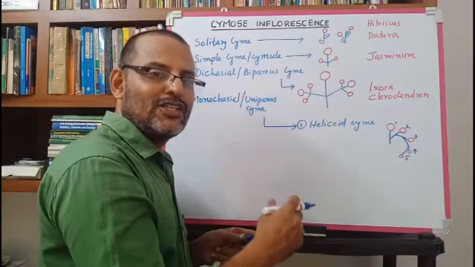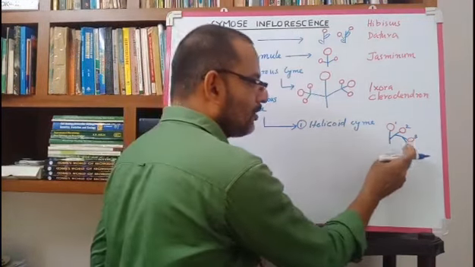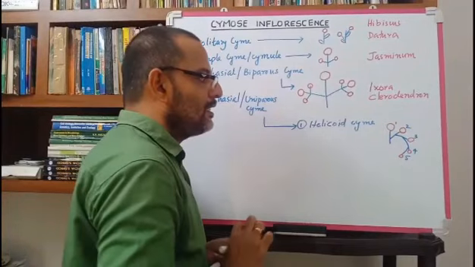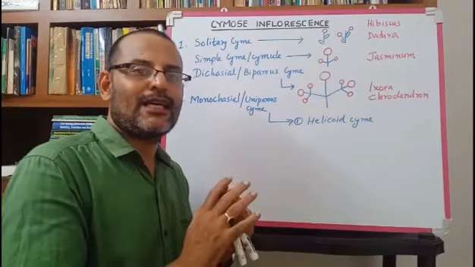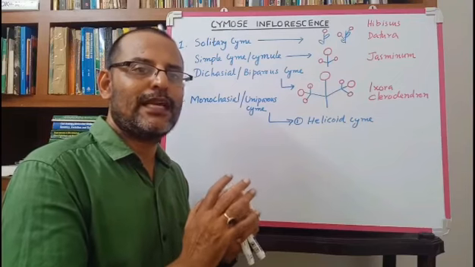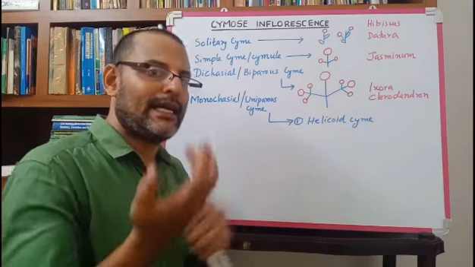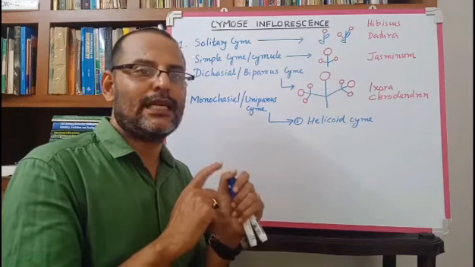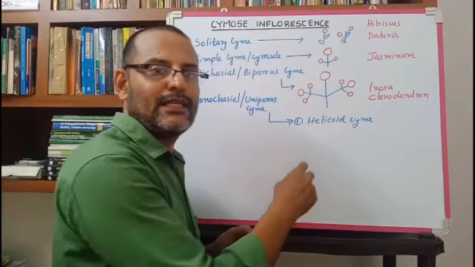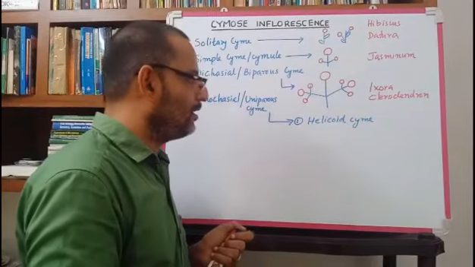The secondary and tertiary peduncles are formed only towards one side, and this way the flowers are arranged towards one side only. Helicoid cyme is called so because of the similarity to a helix, right-handed or left-handed helix, which we have learned in the DNA structure. So that is why it is given the name helicoid cyme.